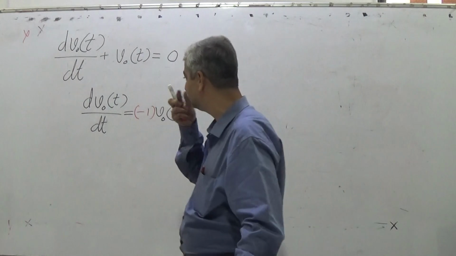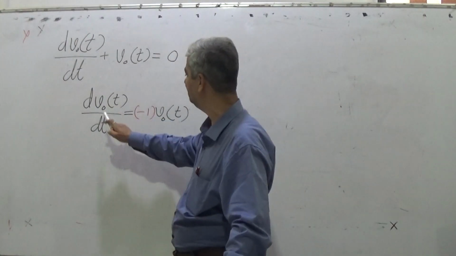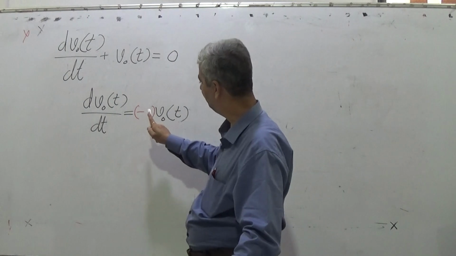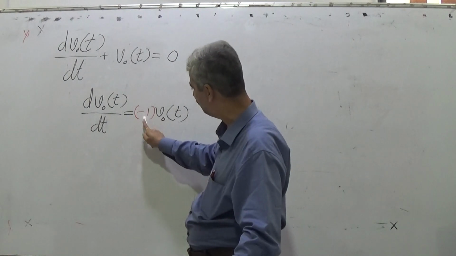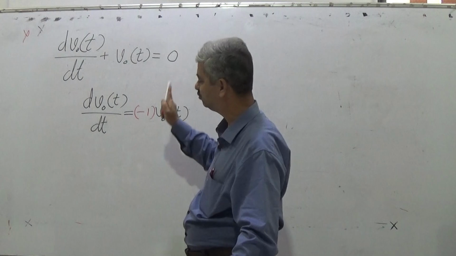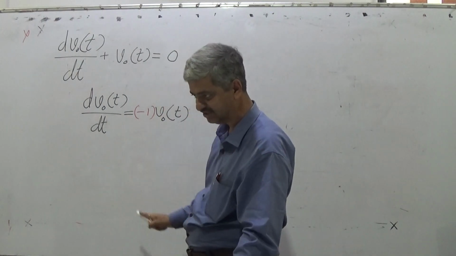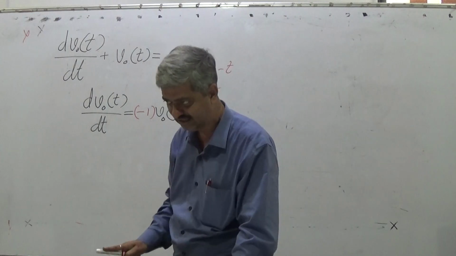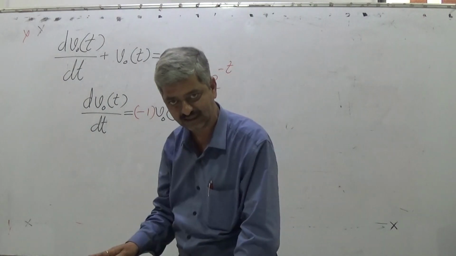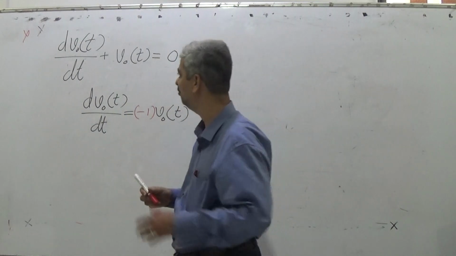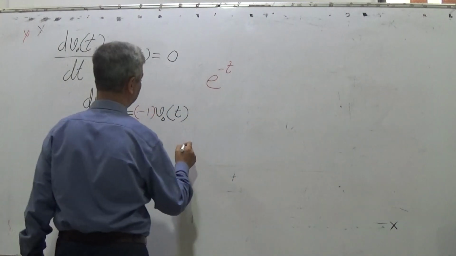So in this case dVo(t) by dt is equal to -1 into Vo(t). So the derivative is -1 times the function. Such a function is e raised to lambda t. For lambda equal to -1, this is the answer. So e raised to minus t.